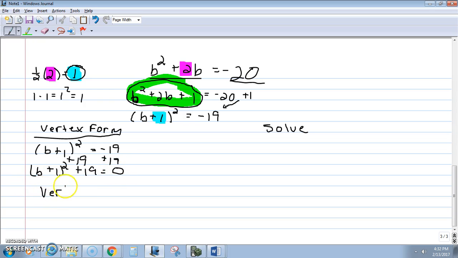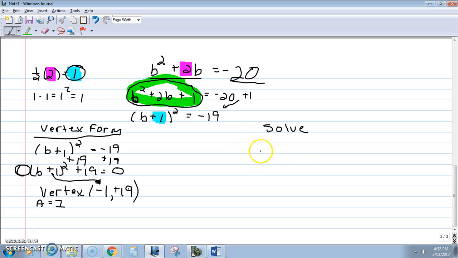So what is my vertex? It's negative 1. Okay, so it's this, but it's the opposite. It's negative 1, comma, positive 19. Right? And then what is A? A is right here, right? A should be right here, but since there's nothing there, we know it is just 1. Okay? So you might be able to use this information to solve those ones I was asking you from the previous question.